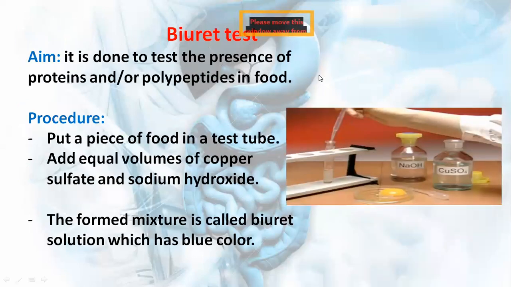It's the Biuret test. The Biuret test is done to identify the presence of proteins and/or polypeptides. So proteins, polypeptides, or even both of them. The procedure is as follows. Put a piece of food inside the test tube. This is the test tube, we put a piece of food.